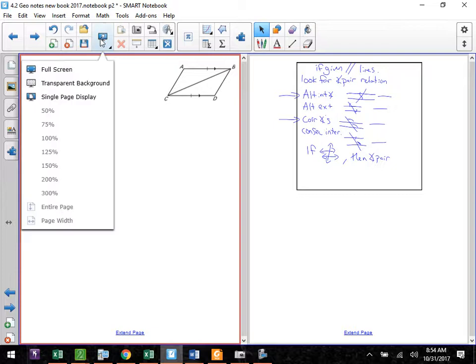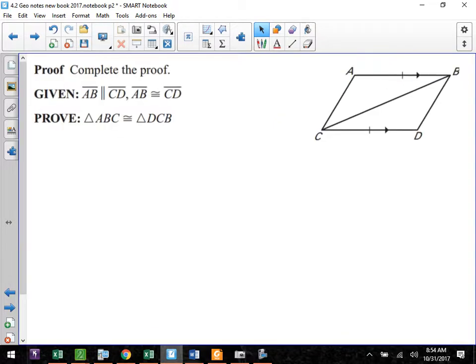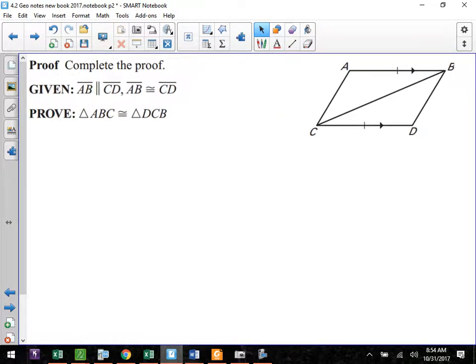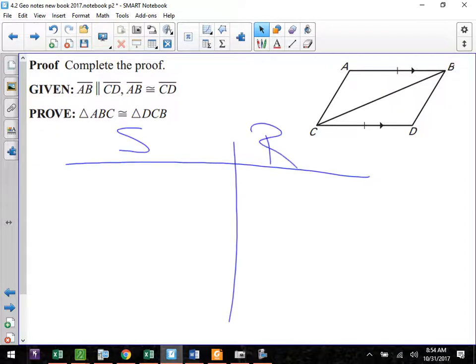Now, what I want you to look at is we're going to write out what's going to happen. We'll finish writing up the given and prove statement on that, and we'll walk you through.